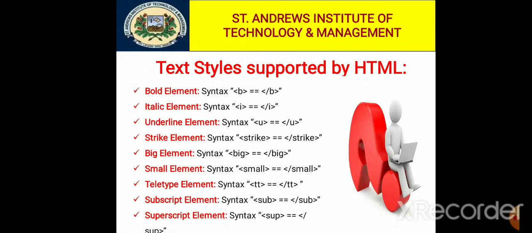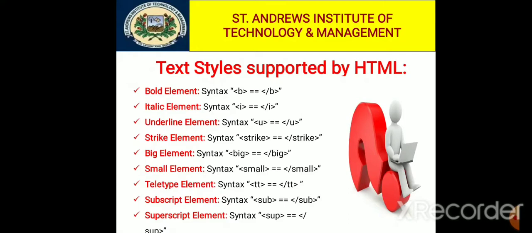It specifies that the text written within the italic element syntax should be displayed in italic font style. The third one is the underline element. It specifies that the text written within the U tag, open and close tag, should be underlined. It is used when some code is to be written in an HTML document.